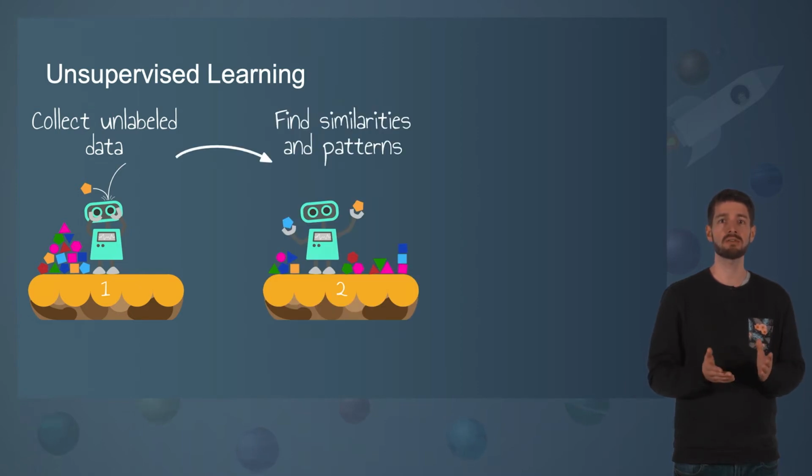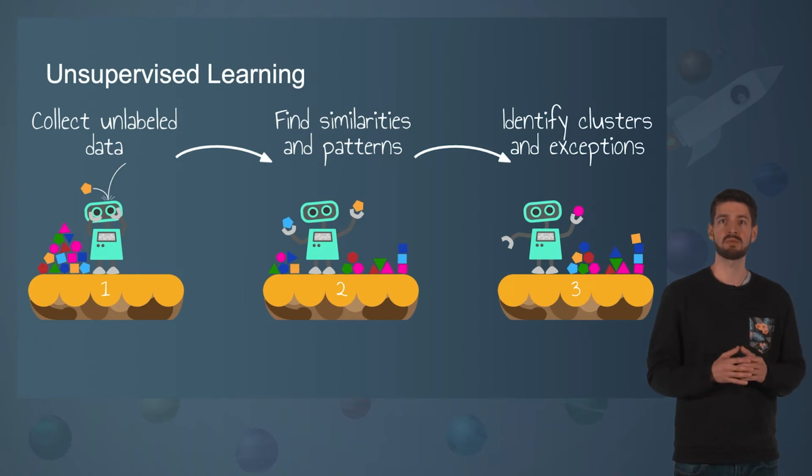The robot now compares the data and tries to find similarities and patterns within the input data. He found shapes with similar attributes, in our case a similar number of corners. The same way, we found similar data in our gold rush scenario. We identified gold findings with similar x and y coordinates. Based on those similarities and patterns in the data, we can now identify clusters and find exceptions. Our robot can identify clusters in its input data, such as shapes with 3 corners, and can also identify outliers or exceptions, such as the circle.